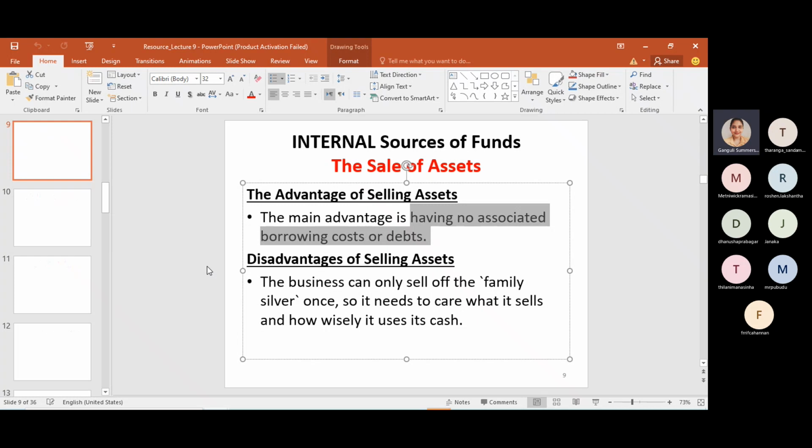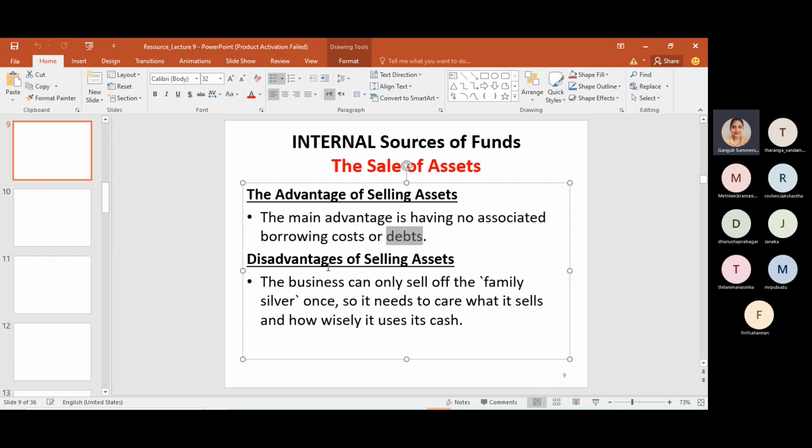Okay, so debts means loans. Right? And borrowing cost is the amount we have to pay when we borrow something. So both of these are absent in the sale of assets, because you are selling your own properties, your own assets, so there are no borrowing costs and no debts. That is a huge advantage of this.